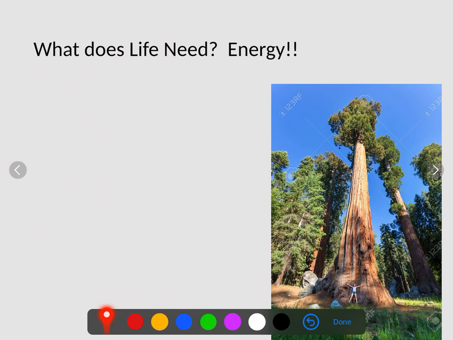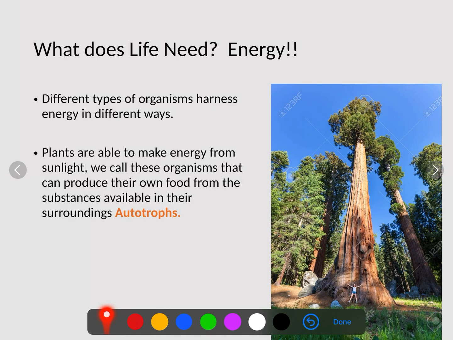So what does life need? Obviously, all life needs energy. Different types of organisms harness energy in different ways, and the first one we're going to talk about are autotrophs. Autotrophs, like plants, are able to make energy from sunlight, and this is key right here. Sunlight is pretty much the ultimate source of all the energy on Earth. We call these organisms that can produce their own food from the substances available in their surroundings autotrophs. Autotrophs make their own energy.